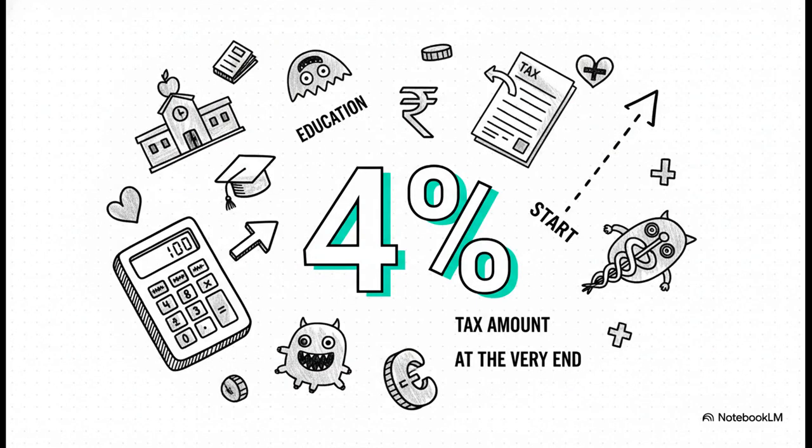That is a huge difference and a major deciding factor for people with very high incomes. And now for the final tiny little monster that attacks absolutely everyone, no matter what your income level is, the health and education cess. It's a flat 4% that gets calculated on your total tax amount, and that includes any surcharge you might have to pay. It gets added on at the very, very end of the calculation.